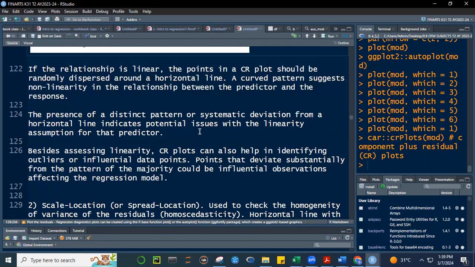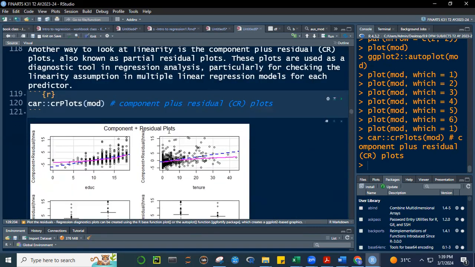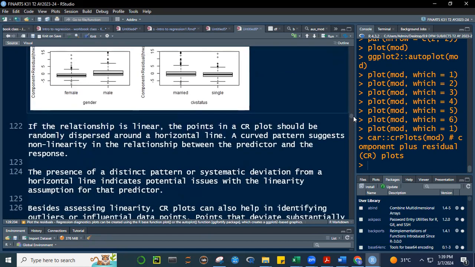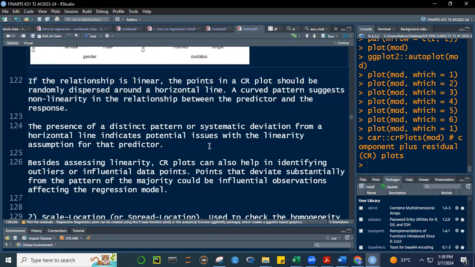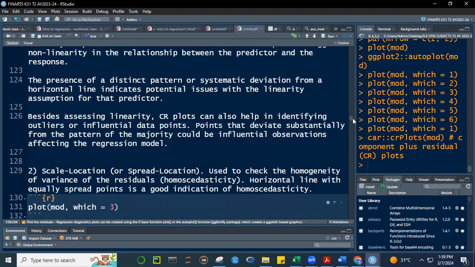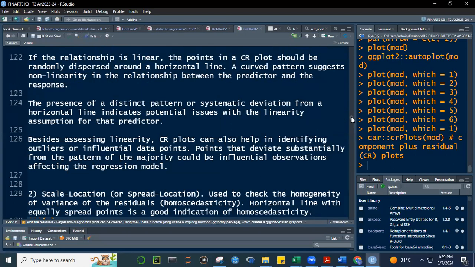Okay, if there's a presence of a distinct pattern, like yung sa education, di ba? Merong pattern na lumalaki siya, no? It's increasing. Okay? It indicates that there are potential issues with the linearity assumption of that predictor. Kasi 'di ba sinasabi natin na dapat linear yung relationship ng predictor na yan at saka ng dependent variable. Okay? Tapos sinabi natin it can also be used itong CR plot to determine influential data points. Okay? Later on we'll discuss what outliers or influential data points are.